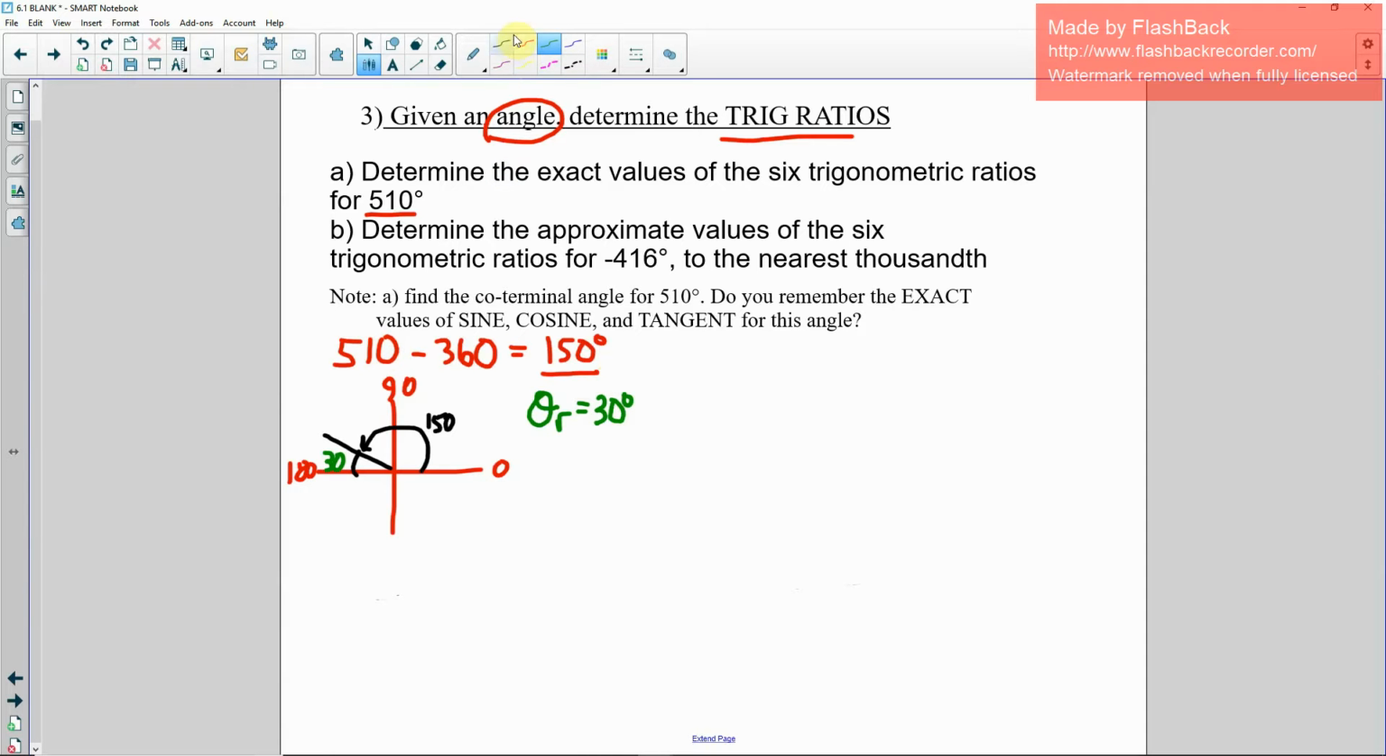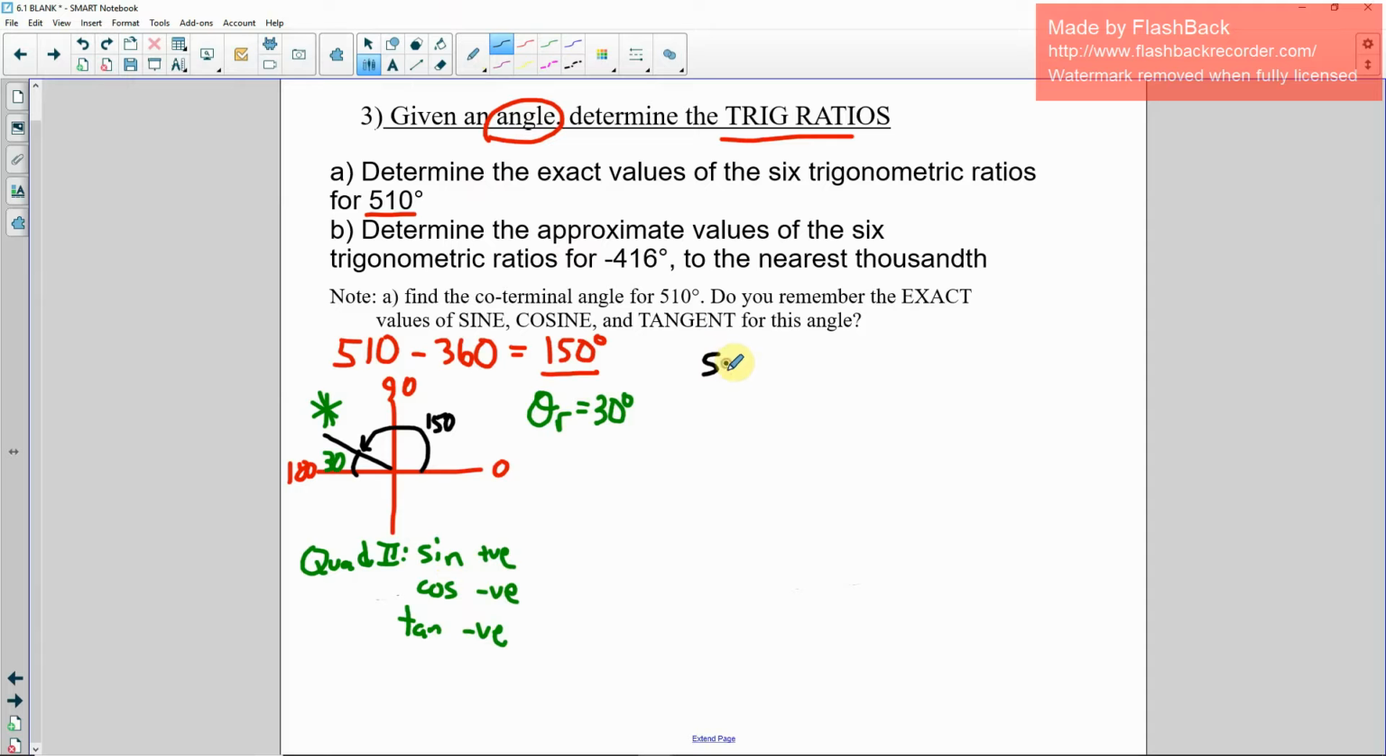Okay, the only thing I need to keep in mind is that we are in quadrant 2. If we're in quadrant 2, that will affect the signs of certain things. In quadrant 2, sine, that's your y values, is positive. Cos, that's your x values, is negative. And tan theta, the ratio of sine over cos, or y over x, is going to be negative overall, because remember, cos is negative. So we'll keep that in mind as we're finding our angles.